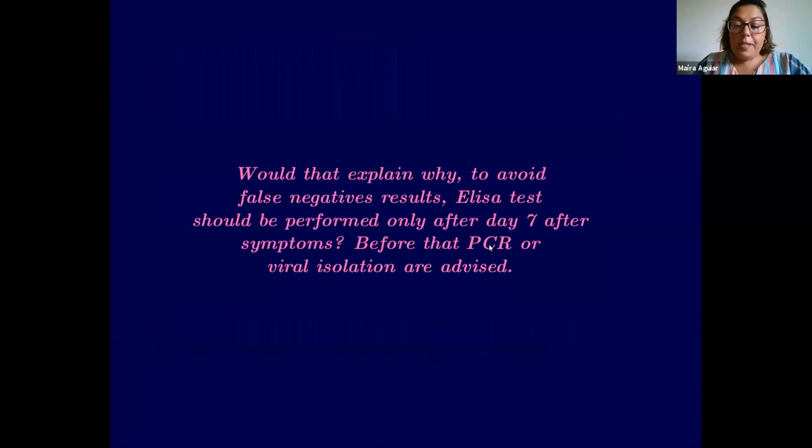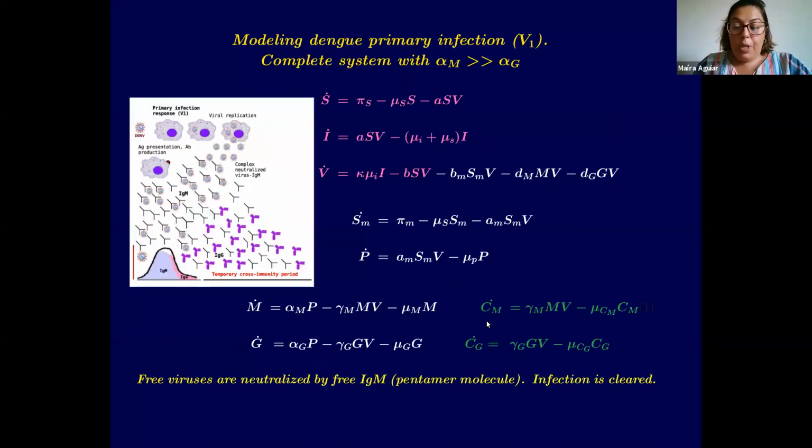Okay, so the system is then finished when we add these complexes, which are created by antibody-dengue virus, IgM, and IgG, which then go to 0 after the infection is clear, because those are, as I said, proteins, and they get disintegrated over time.